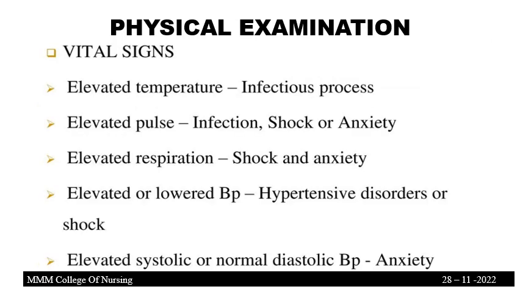Next is the physical examination. You have to do vital signs: temperature, pulse, respiration, and elevated or lowered BP. In order to rule out infection, shock, anxiety, or hypertensive disorder, you have to check the vital signs correctly. Elevated systolic with normal diastolic BP is because of anxiety.